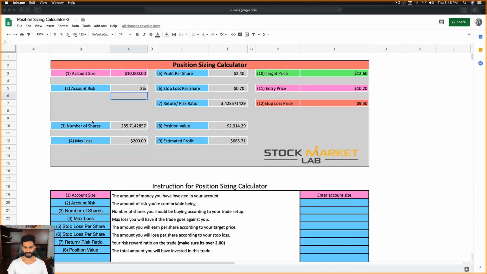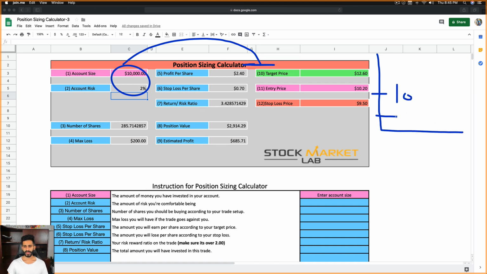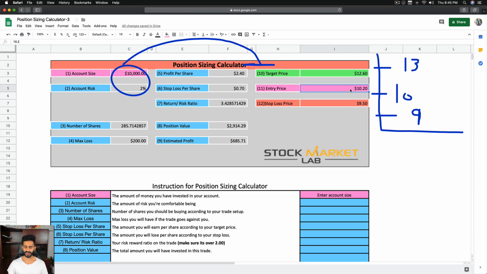Let's break it down. So after you have this established, you should jump to right here. Now, let's say you go on a stock chart and you see a stock is trading at 10. You want to put your stop loss at 9, and you want to put your profit target at 13. You use this area to plug in those numbers. So I might say, hey, my entry price is 10.25. My stop loss is, let's say, 8.72. My profit target is 12.74.